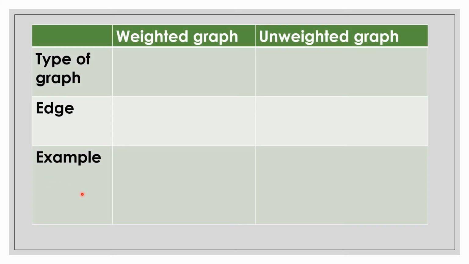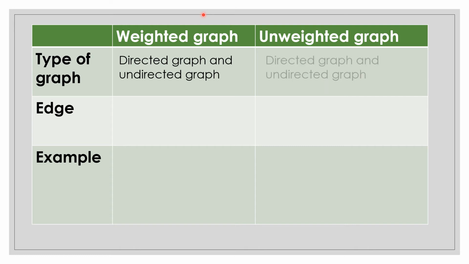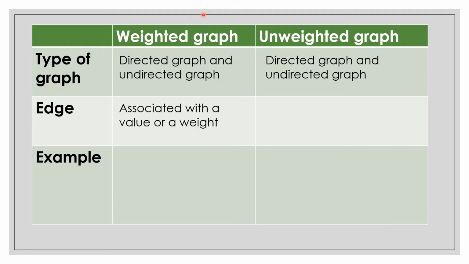Then we go to the weighted graph and unweighted graph. What type of graph is a weighted graph? You can have a directed graph and undirected graph that is weighted, and the same as the unweighted graph, it also happens in directed graphs and undirected graphs. For the weighted graph, each edge must be associated with a value or a weight. For an unweighted graph, it means that no value or weight is associated.